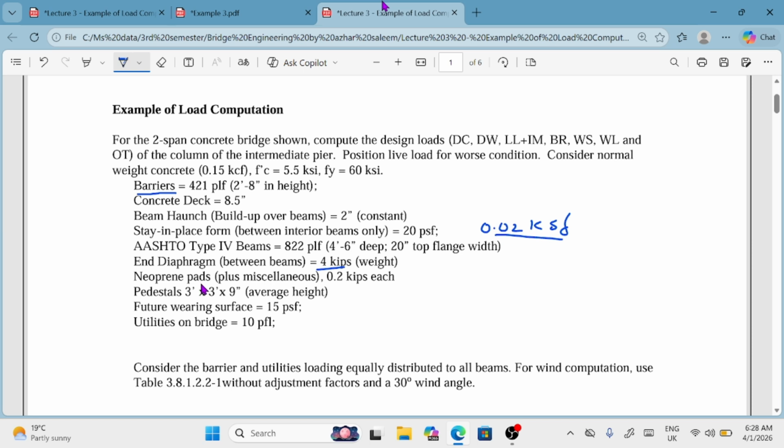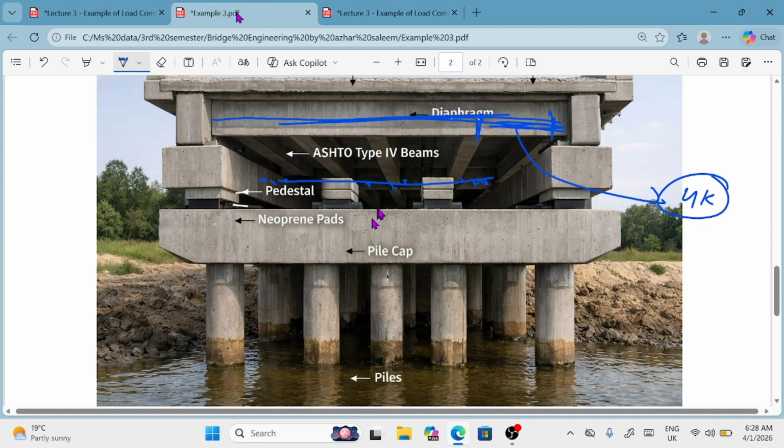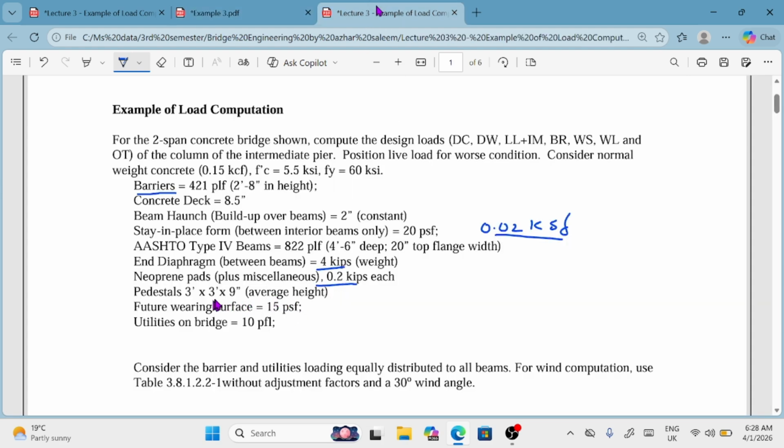Neoprene pads have 0.2 kip each. This black-colored piece is a neoprene pad. Each neoprene pad has 0.2 kip.